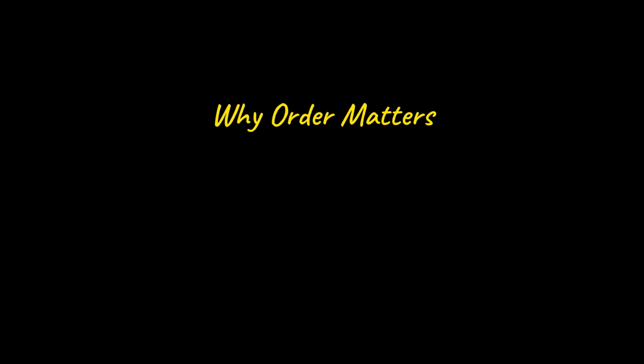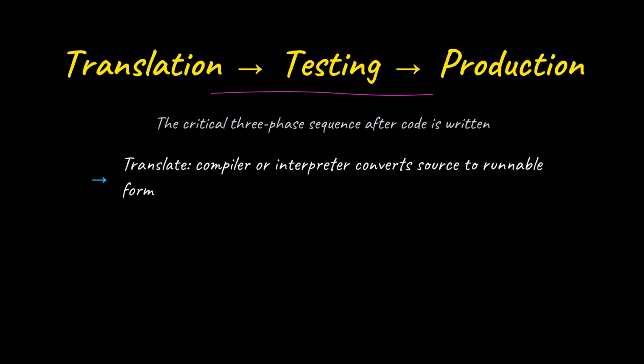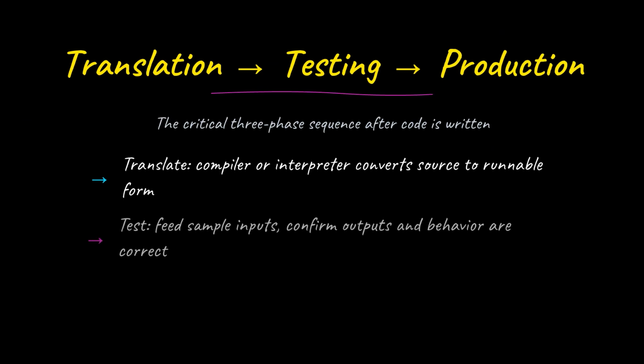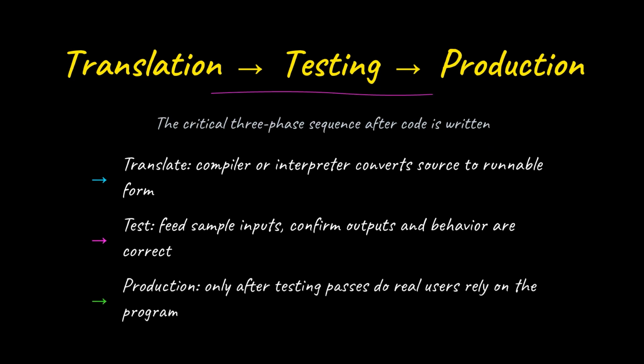Teams that jump straight to coding or deploy without testing ship defects to real users. Maintenance is not an afterthought. It is a recognized continuous phase. Once source code is written, a compiler or interpreter translates it into a runnable form. That runnable program is then tested with sample inputs to verify correctness. Only after testing confirms the program works does it move into production. Deploying before testing inverts the safeguard the life cycle is built to enforce.